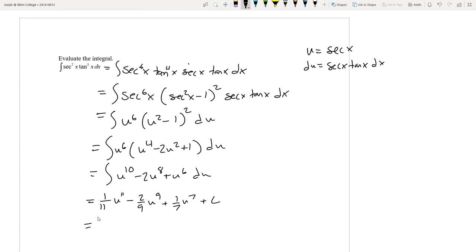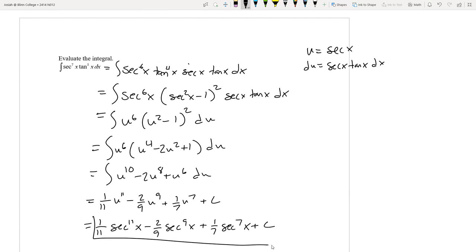So we can make pretty quick work whenever we have either an even number of both or an odd number of both. All right, and so that's going to be our answer. So even number of both, we can split off a secant squared. That's our du. Odd number of both, we split off a secant tangent, and that's our du.